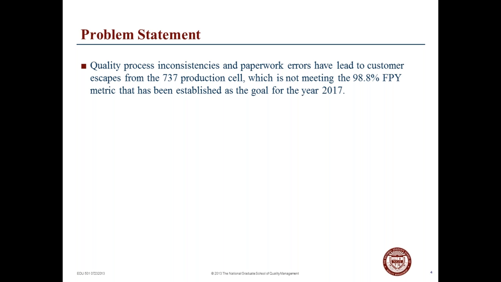Our current problem statement is that there's quality process inconsistencies and paperwork errors that have led to customer escapes from our Boeing 737 production cell, and it is not meeting the established 98.8% first pass yield metric that has been established as the goal for this year. So far, we have been behind. We have fallen short of meeting that goal, and our current project is to help better that, with the hope that if we don't do it this year, we do so starting next year, in which case we may modify the problem statement later to include that.